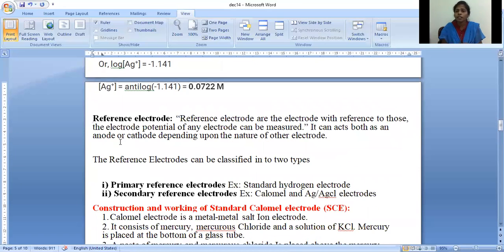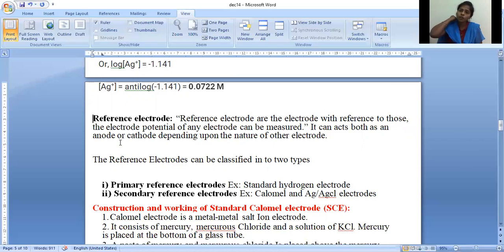But before going to see the reference electrode, we have seen the electrochemical series. Yes, in electrochemical series, what is the standard electrode? By using which electrode we are finding the electrode potentials of the remaining electrodes? By using standard hydrogen electrode. Yes, here the standard hydrogen electrode is the electrode whose electrode potential value is known and remaining electrodes values are unknown. So by using the known electrode, we can find the electrode potential of the unknown electrode.